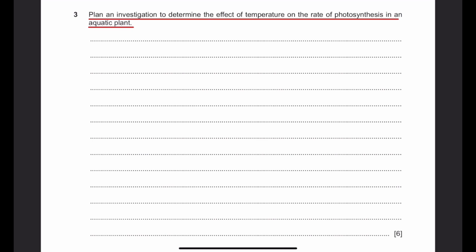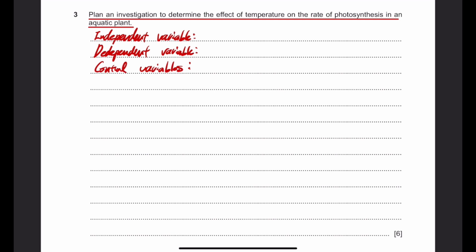So whenever you start planning an investigation, just write independent variable. It's like mentioning things before you describe. So you have to write the independent variable, and then you have to write the dependent variable here. Next, you write the control variables.